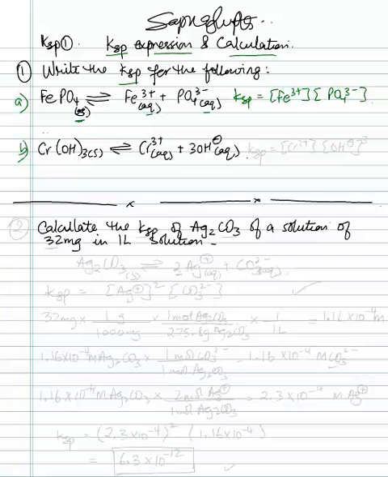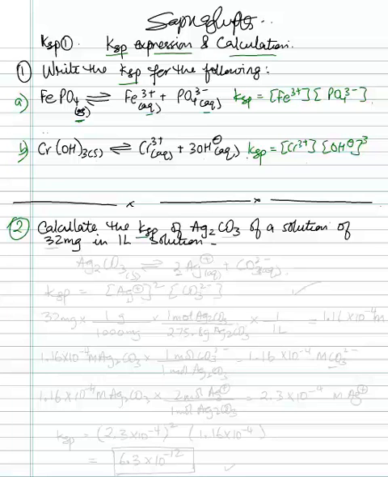Let's look at the next one, which is chromium(III) hydroxide, again solid, and this is going to give us chromium 3+ ions and 3 hydroxides. So the Ksp for this one is going to be the chromium ion concentration, and we have 3 hydroxides, so that will be hydroxide cubed. Again, we don't have chromium(III) hydroxide solid in the Ksp because you don't include solids. Okay, simple enough.